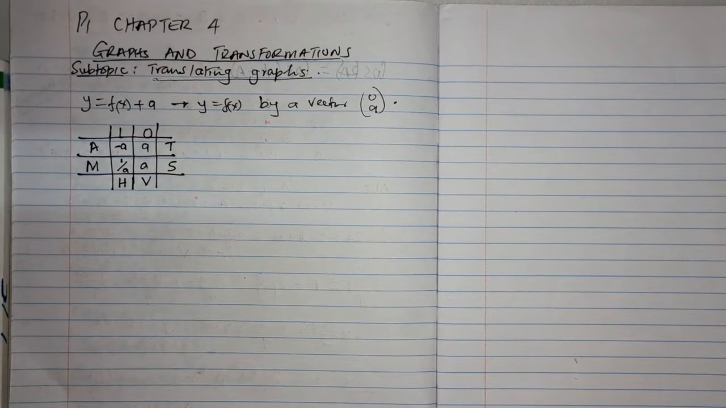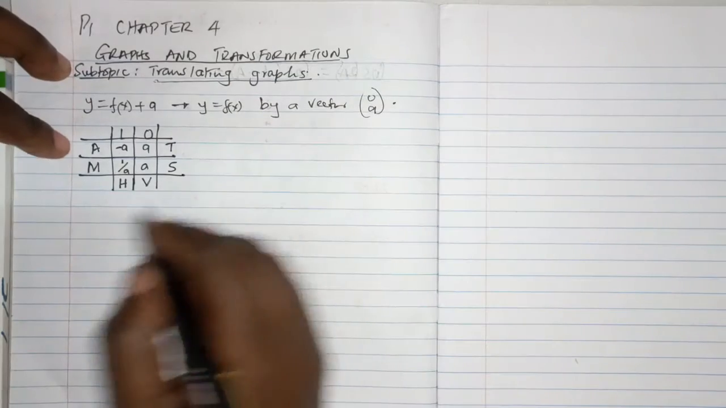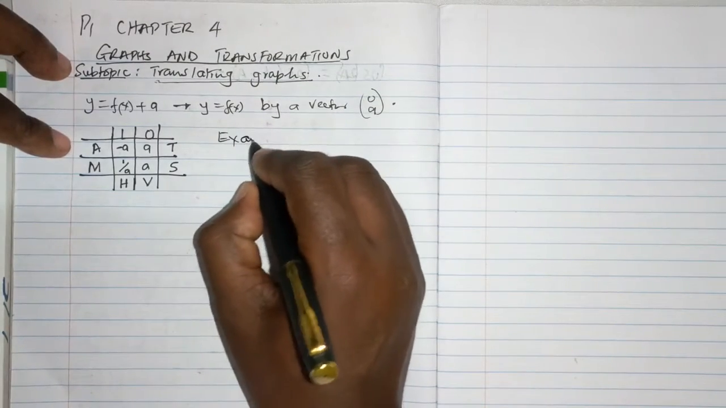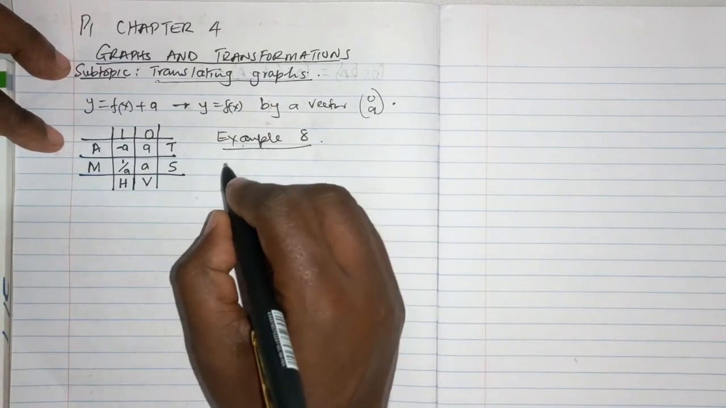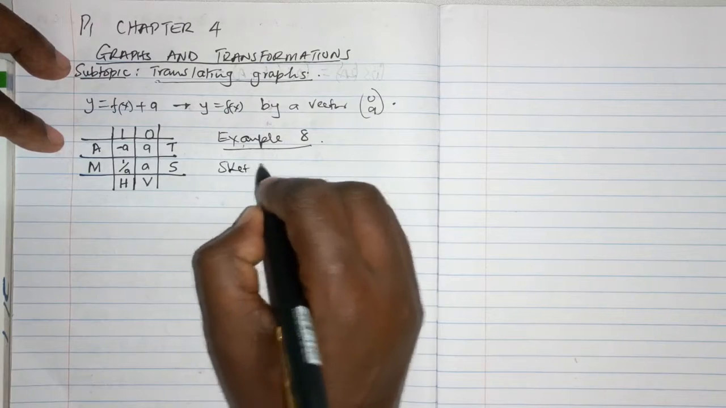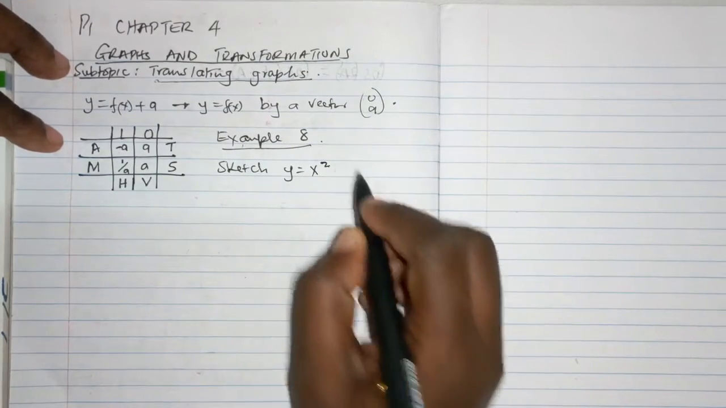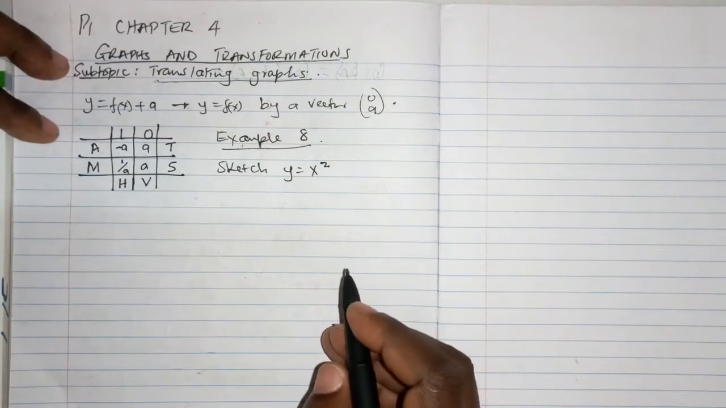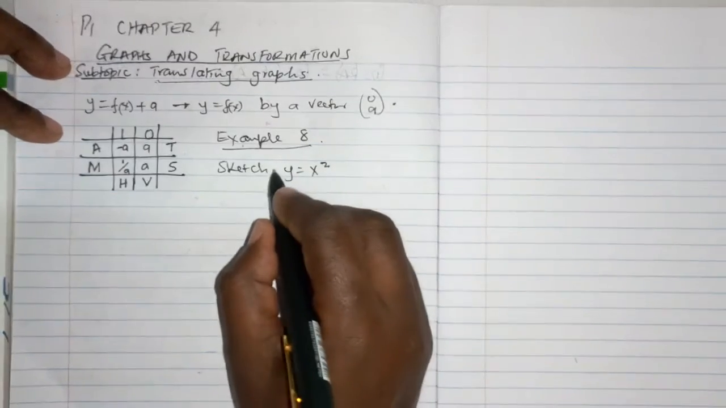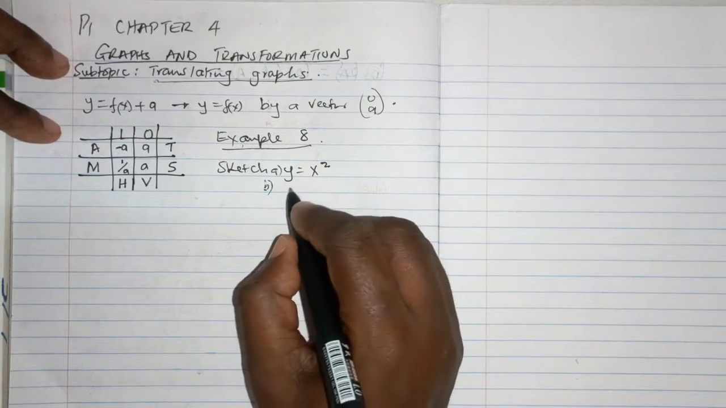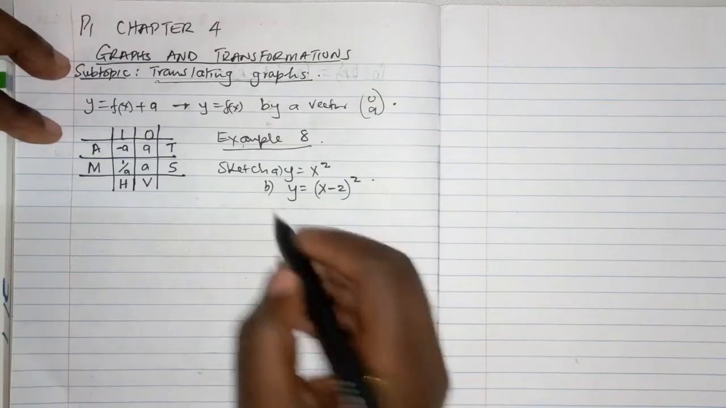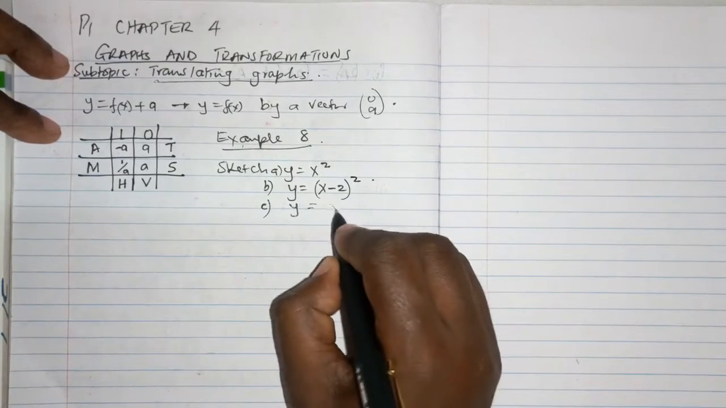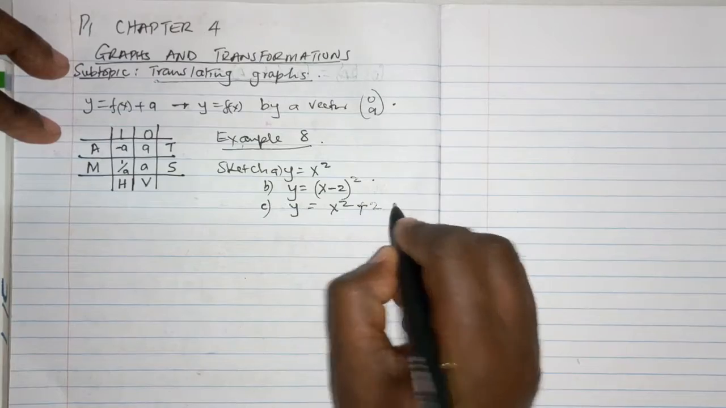And I want to say in example 8, we're supposed to sketch the graph of y equals x squared, that is part A. And part B, y equals (x minus 2) squared. And part C, y equals x squared plus 2.